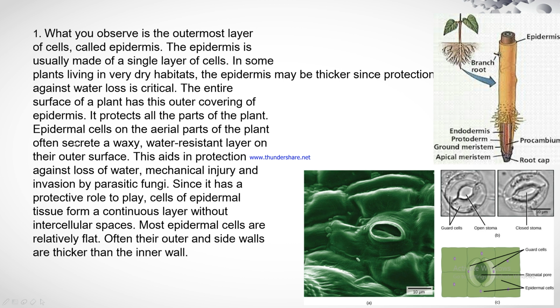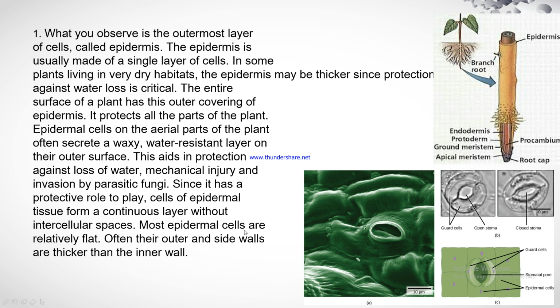Epidermal cells on the aerial parts of the plant often secrete a waxy substance that is known as cuticle. Now you see this structure. Epidermal cells on the aerial parts often secrete a waxy water resistant layer on their outer surface. This aids in protection against loss of water, mechanical injury, and invasion by parasitic fungi. Since it plays a protective role, cells of epidermal tissues form a continuous layer without intercellular spaces.